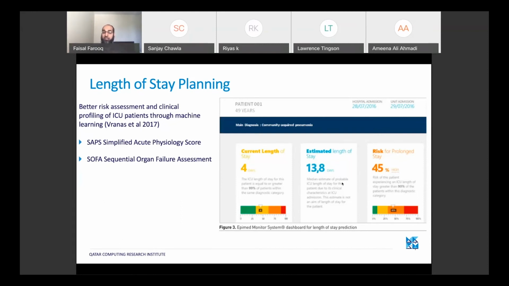And there are these scores that are being created. These are scores that were already there, but are now being modified for the particular case of COVID, such as a simplified acute physiology score, on the severity of this in the ICU, as well as something called SOFA, which is the organ failure assessment, which is a common thing that happens with people on ventilators and ECMOs.